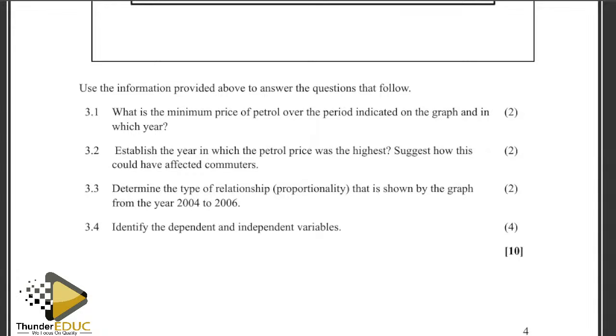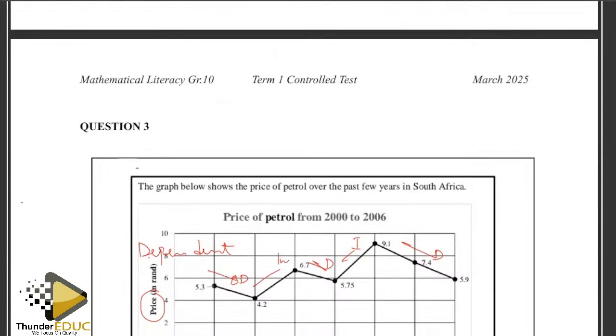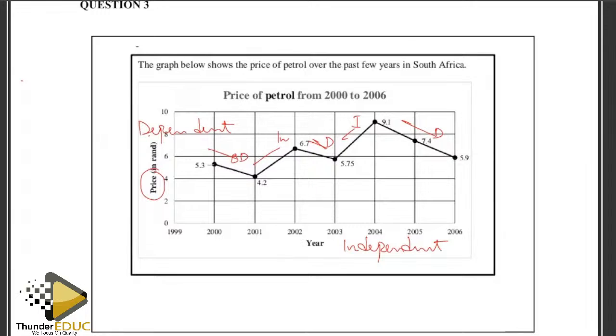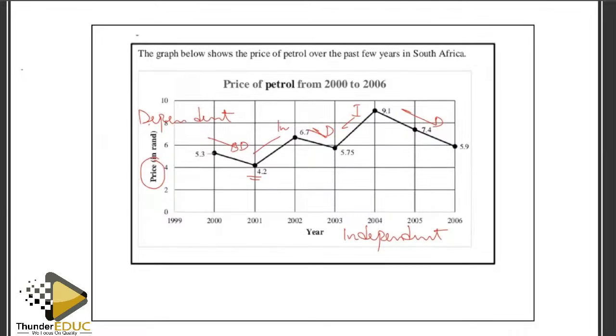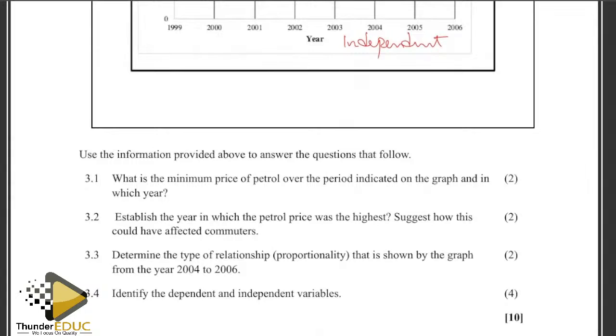What is the minimum price of petrol over the period indicated on the graph and in which year? So minimum, the smallest, the lowest. All right. When we look at it very clearly, we see it as 4 rand 20 cent, and in which year? 2001. It's 2001. Minimum.